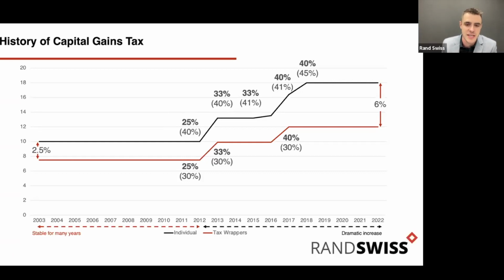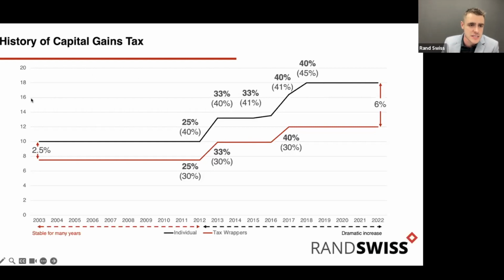But then after the 2010 World Cup, I think government realized they maybe had a bit of overspending, and they wanted to slowly increase the capital gains tax rate amongst individuals. You can see there's been quite a dramatic increase over the last decade, where the inclusion rate has gone up from 25% to 40%, where we find ourselves currently. And the marginal rate stayed at 30% within wrappers. For an individual, it went from 40% to 45%. So quite a meaningful difference.